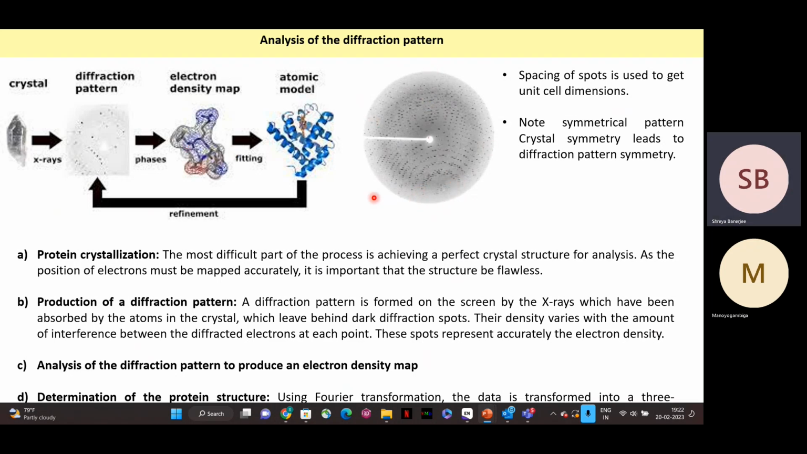So once you have the diffraction pattern, it is analyzed to get an electron density map. And finally, from the electron density map, using Fourier transformation, it is transformed into a three-dimensional model of the protein. Now, the protein model can further be used to get another diffraction pattern to get a more refined protein model. And this process can be repeated several times to get as good a resolution of the protein model as possible.